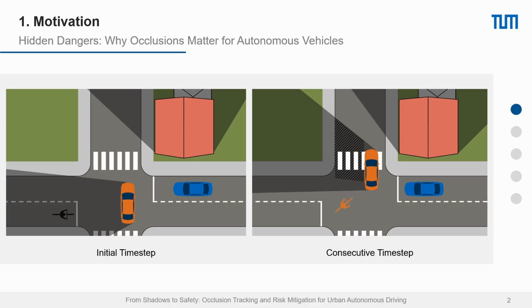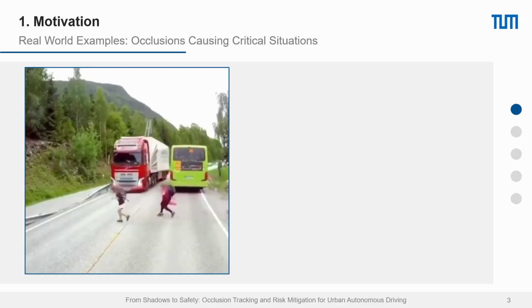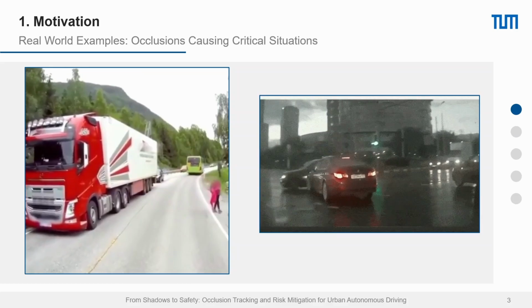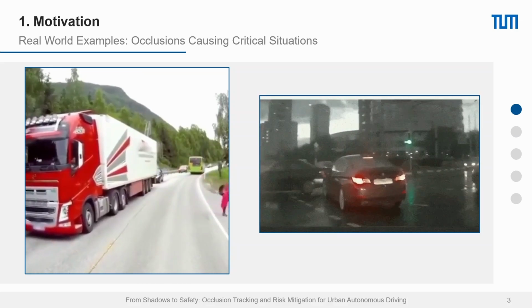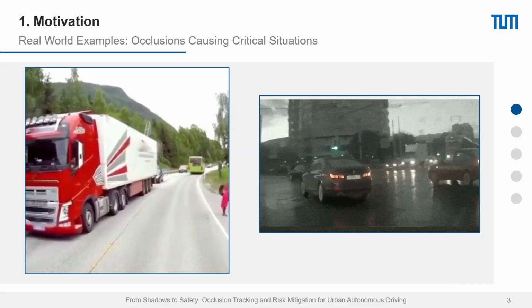And to do that, the car needs to understand not only what it sees, but also what it can't see. Occlusions don't just exist in simulations. They are common in everyday driving scenarios. For example, in these two real-world videos, you see how quickly and unexpectedly road users can appear from behind occluded areas, leaving very little reaction time for drivers or automated systems. Clearly, addressing occlusions proactively is essential to ensuring the safety of autonomous vehicles.